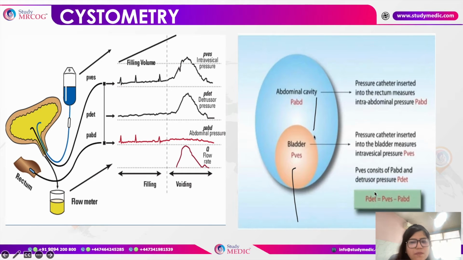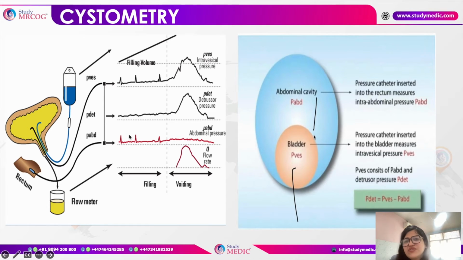Detrusor pressure is obtained by subtracting P abdominal from P vesical. So what is the importance of it? When the patient coughs, there is usually an increase in abdominal pressure, which increases the vesical pressure, but detrusor pressure generally doesn't increase, so there is no leakage. However, in stress urinary incontinence there is leakage because of changes in the detrusor pressure. So this is how you record it.